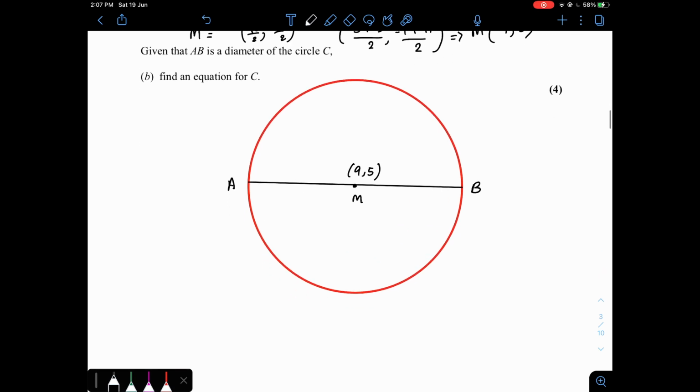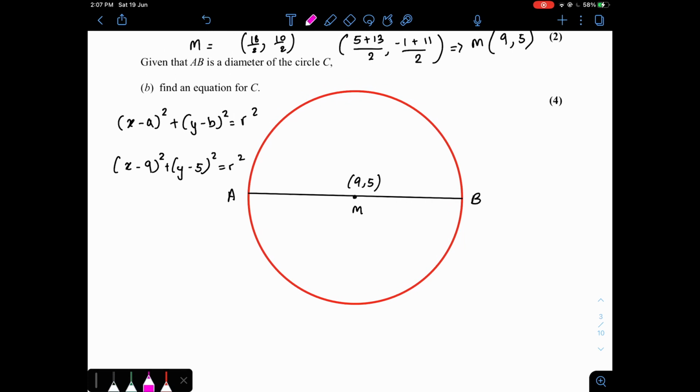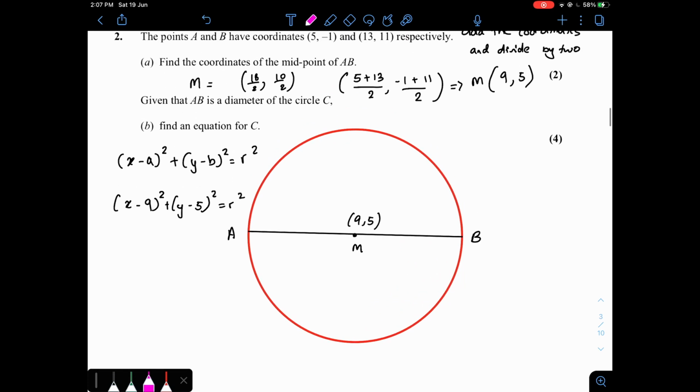The usual form of a circle is x minus a whole squared plus y minus b whole squared equals the radius squared, right? We have the two coordinates for the center already, so we know that this is going to be x minus 9 squared plus y minus 5 squared equals r squared. So we're left with the radius. Now we can do it two ways. We know the points of this straight line. We know this point B is 13, 11, and we know A is 5 and minus 1.